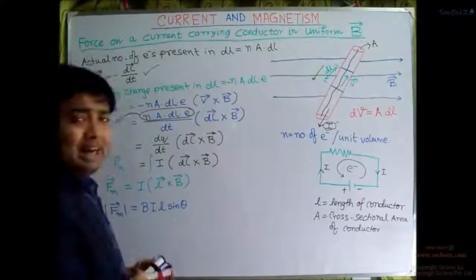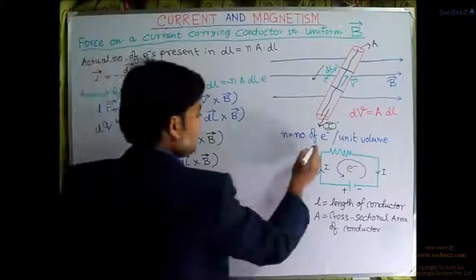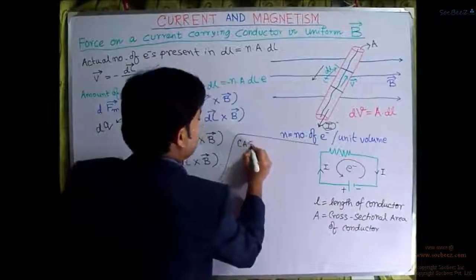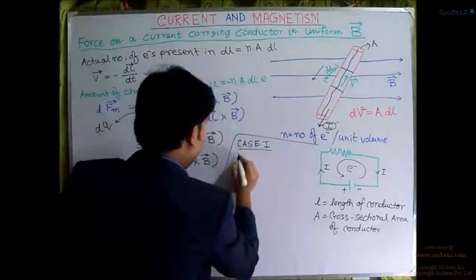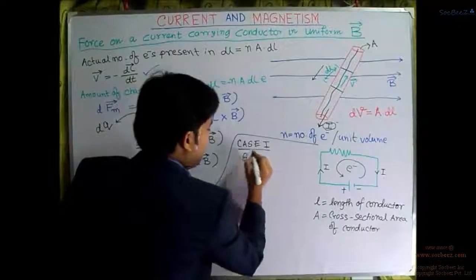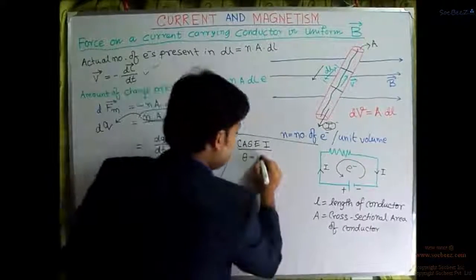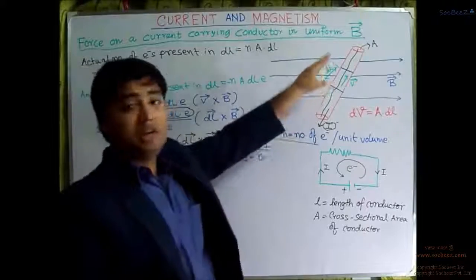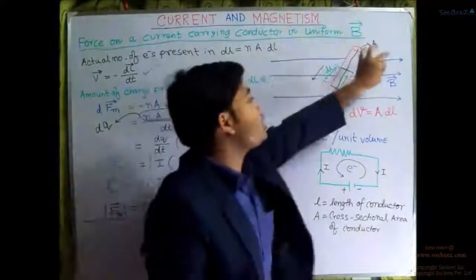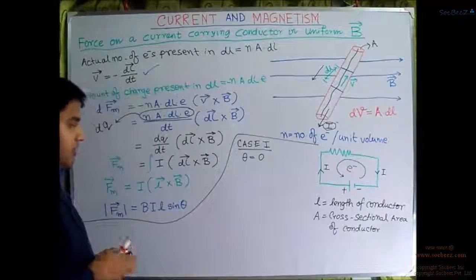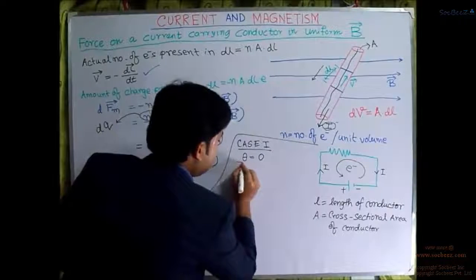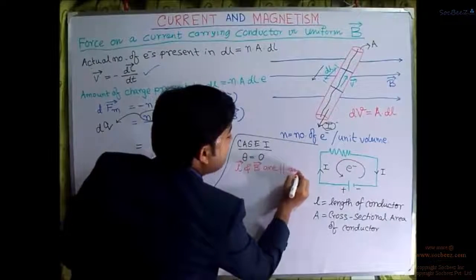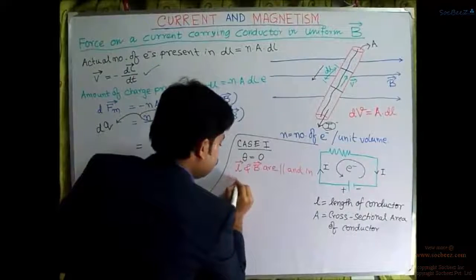Now we can take up the cases. Say, for example, case 1, where it is given that theta is equal to 0. What does it mean? It means that this dl vector is parallel and in the same direction with B, right? So we can write that L and B are parallel and in the same direction.